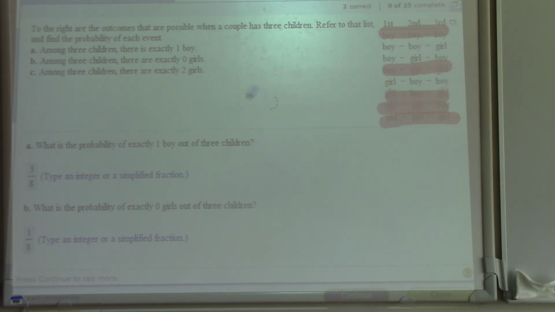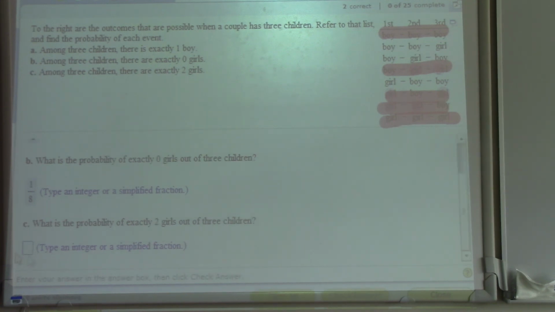You can count exactly 2 girls. Okay, I just did it backwards. You know what I mean. I'm sorry, I remembered it wrong. Exactly 1 boy is the opposite, so it's 3 over 8. Come out the same. Where is it? There it is. 3 out of 8.